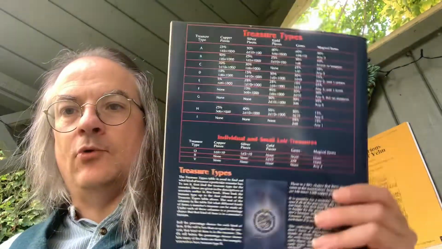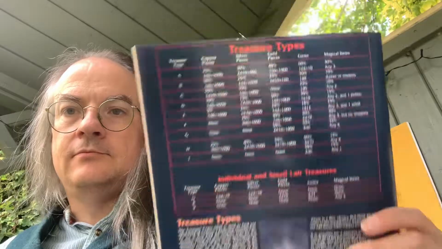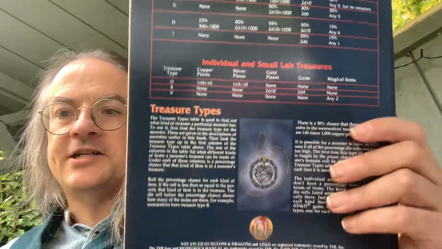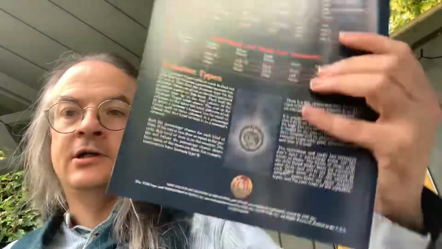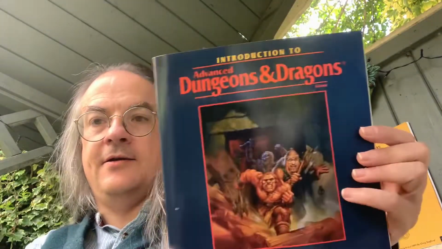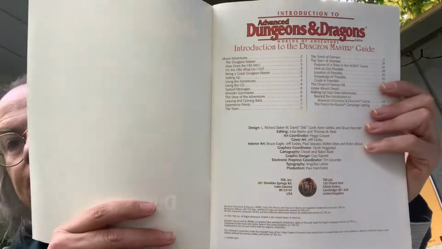And this is also on the book back. You have a table for your treasure, with some notes at the bottom on treasure types. Underneath that, we have the Dungeon Master's Guide. So this is talking about adventures and what they are and what the Dungeon Master does.